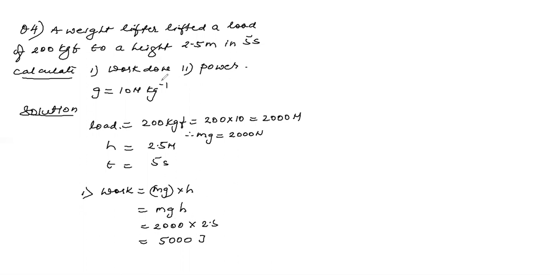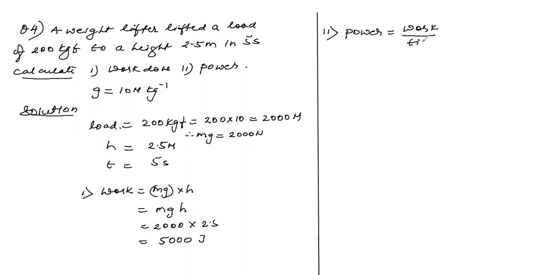Now, they want the power. Power is very simple, children. What is the formula for power? Power is work upon time. Power is the rate at which the work is done, or work done per second. If you want the work done per second, you'll have to divide that work by the total time taken. Got it? So the work you did was 5,000 joules. And the total time taken by you was 5 seconds. So this becomes 1,000 joules per second.